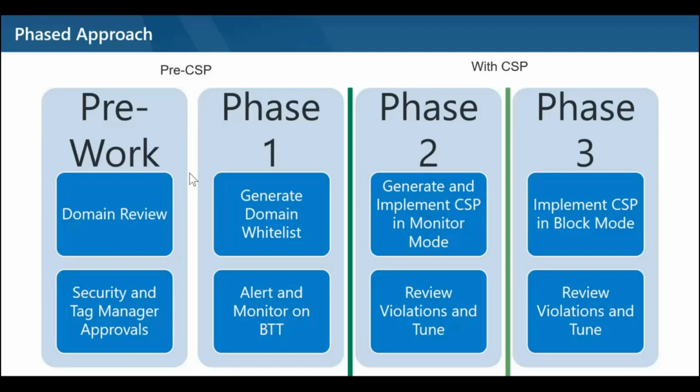And so what we're going to do here is approve or reject all of these domains that we see. For the security and tag manager approvals, we think it's important to have two different sets of eyes approving these things, because the security admin may not want particular tags on the site that the tag manager does, and they can discuss those discrepancies there. So once you complete that process, which is something you can do in Blue Triangle, you're going to have a domain whitelist.